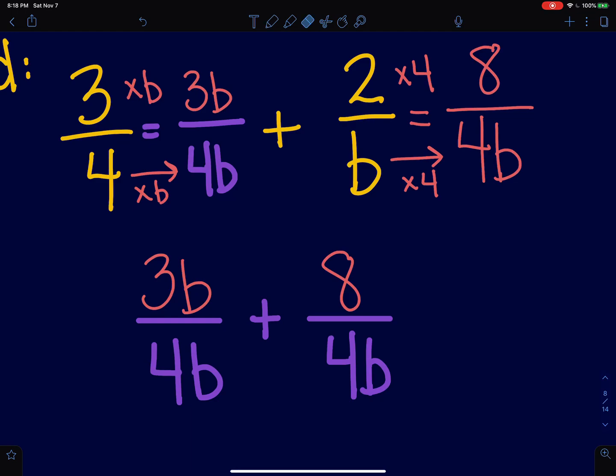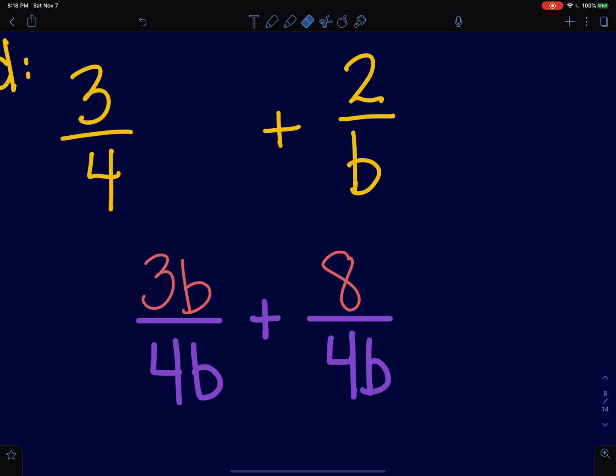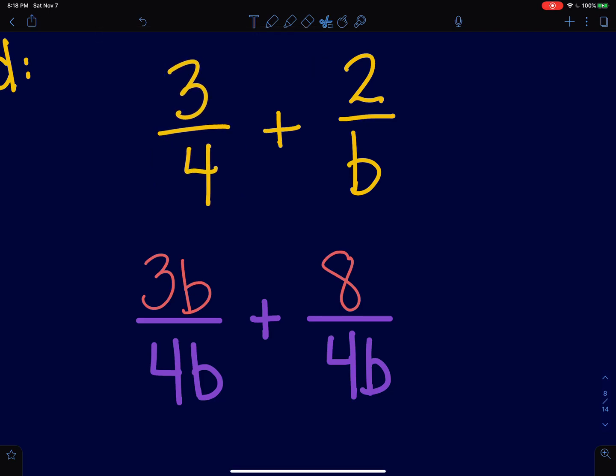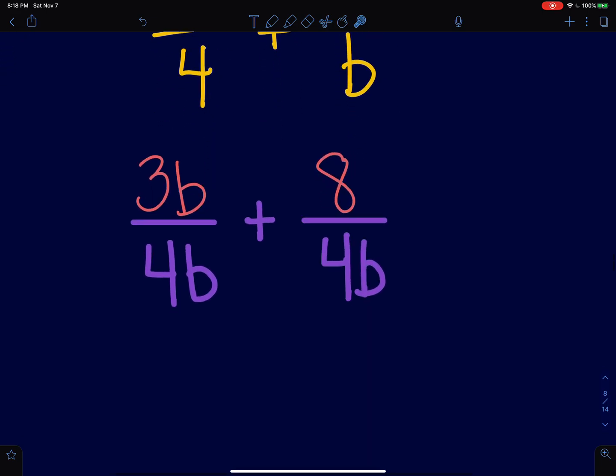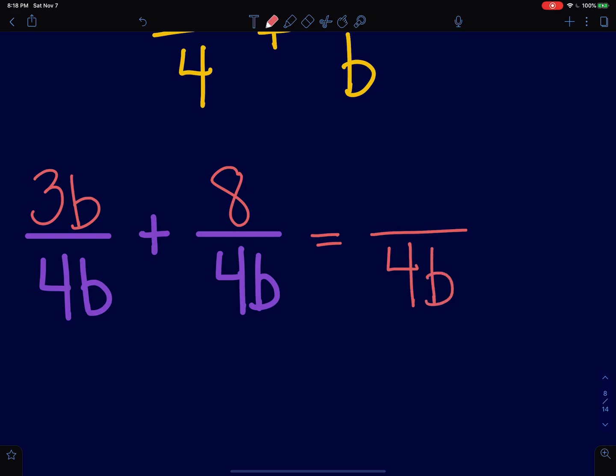And it turns out that this equation, 3/4 plus 2/b, is exactly equivalent to this equation, 3b over 4b plus 8 over 4b. But now it's something that I can actually add together. And when I actually add this together, I know that the denominator is going to stay the same. And the top is going to have to be added. And since they're not like terms, I have to leave them like that. So this is the answer to that problem.